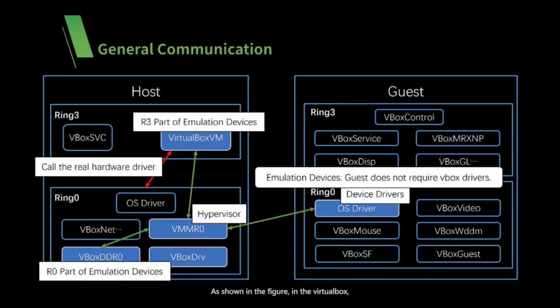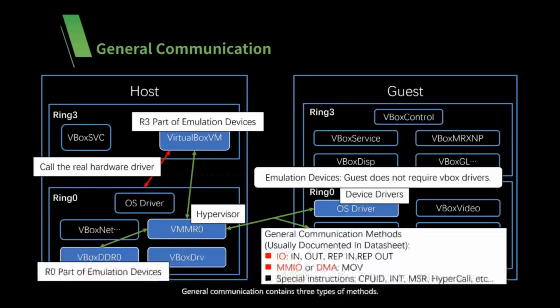As shown in the figure in VirtualBox, the guest runs the communication instructions through the system's own device drivers, and the host's hypervisor will capture the instructions and pass the message to the corresponding emulated device component. The emulated device will parse the message from the guest and implement the response operation.